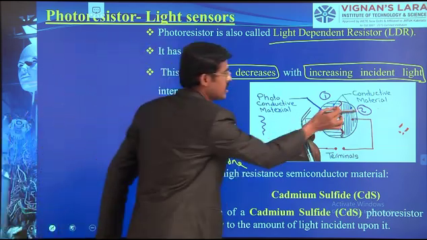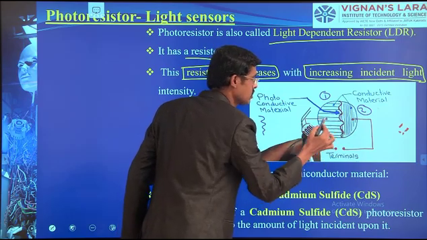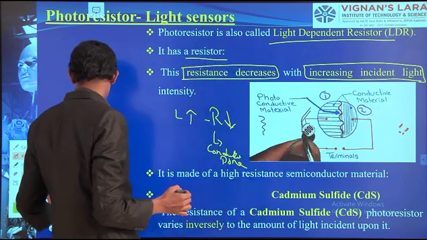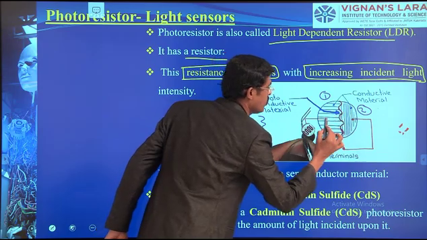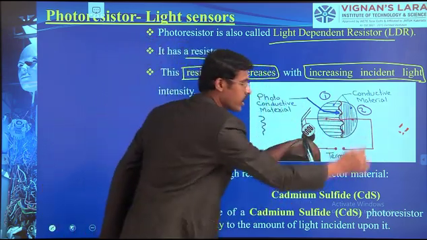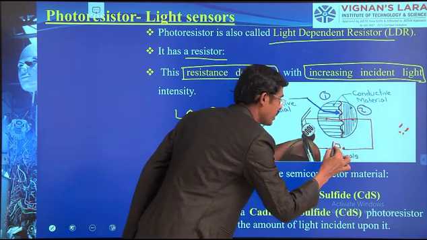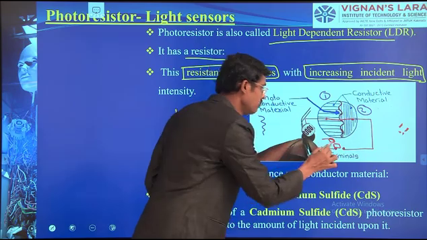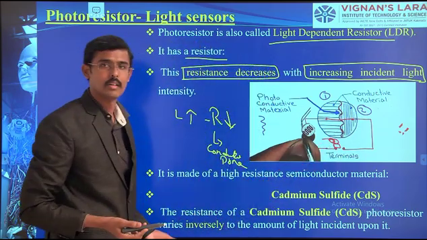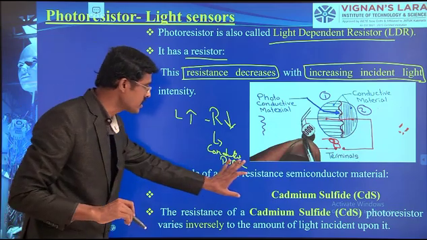So when the resistance is removed, what happens? The circuit is closed. When the resistance is removed, the circuit is closed here, so the flow occurs. When we connect a bulb here, it will glow. Okay, we understand this.